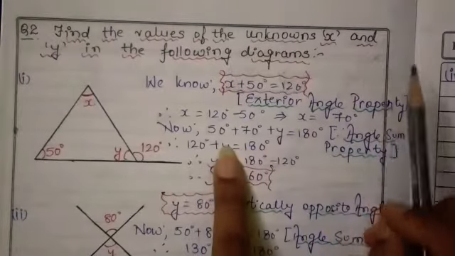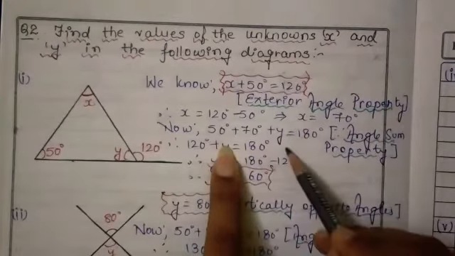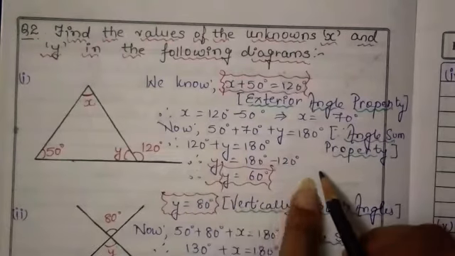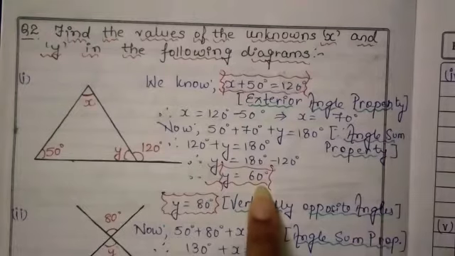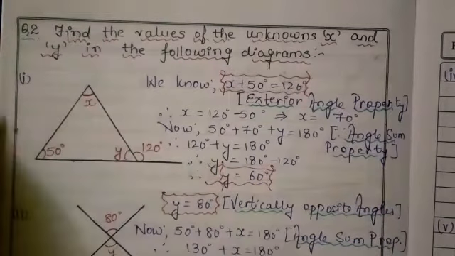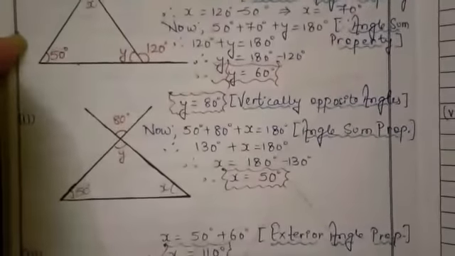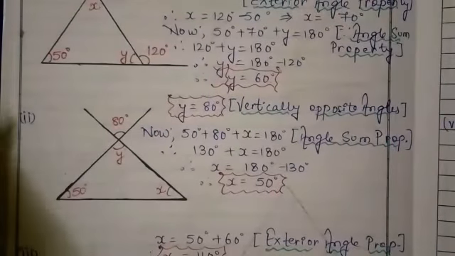Now in order to obtain the value of y, transpose 120 to the right hand side. On subtracting, you will get the value of y as 60 degrees. Done. So both the variables we found so easily using the easiest properties of triangles.